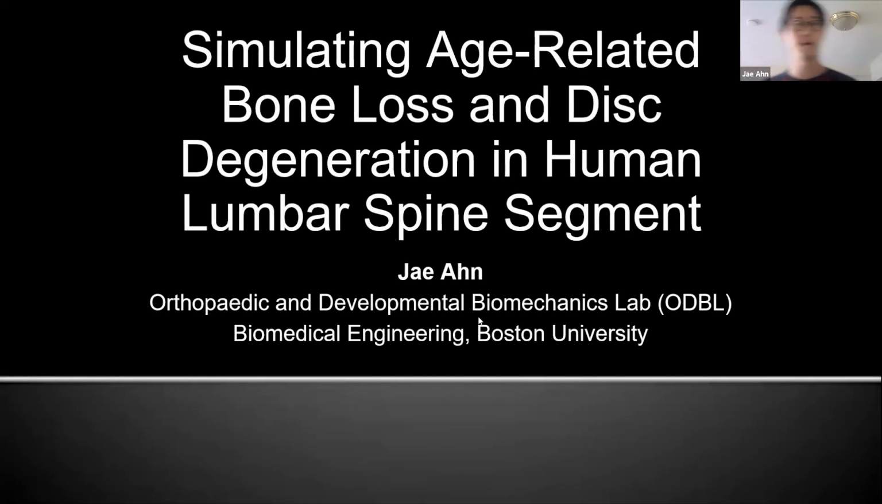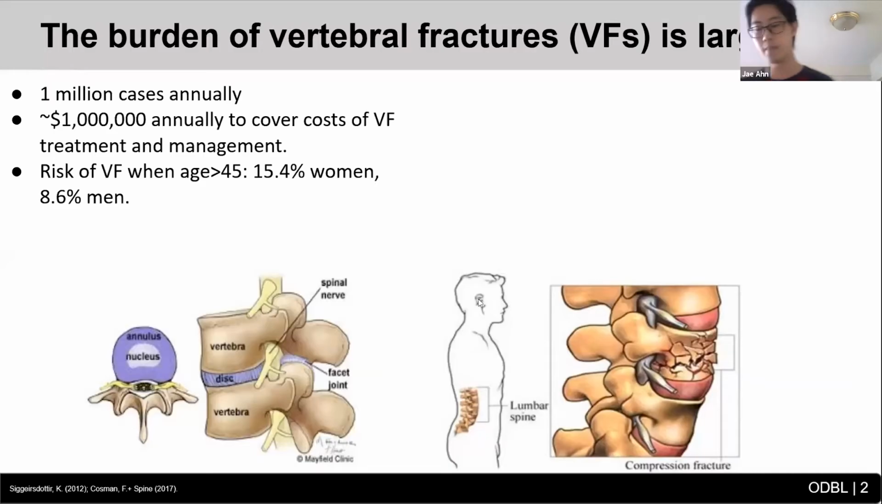Hello, everyone. My name's Jay, and my project is on simulating age-related bone loss and disc degeneration in a human lumbar spine segment. As the title implies, my project is primarily focused on the vertebra and the disc of the spine. Specifically, I'm interested in studying vertebral fractures in the L1 to L3 spine segment.